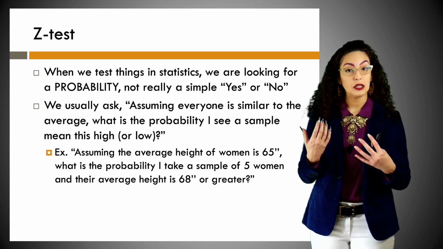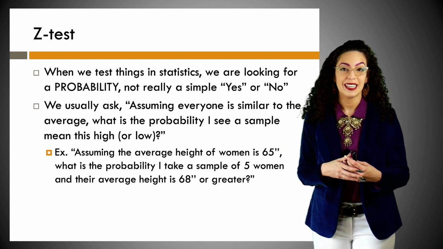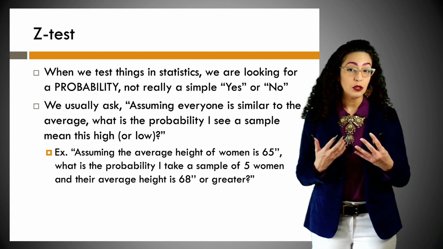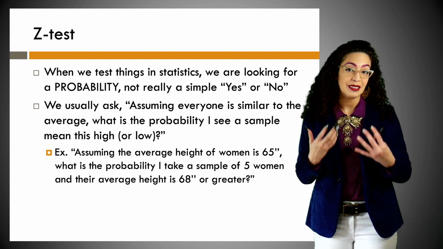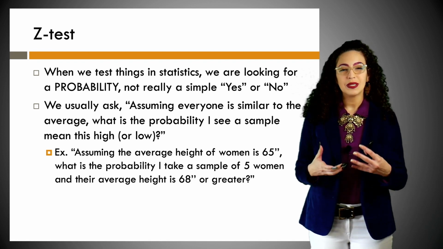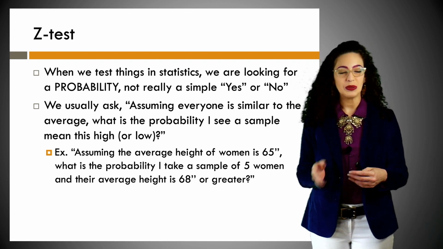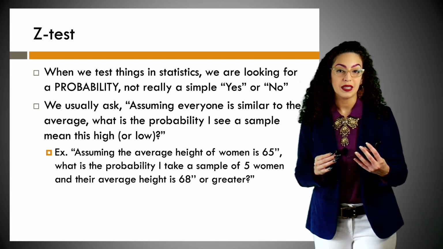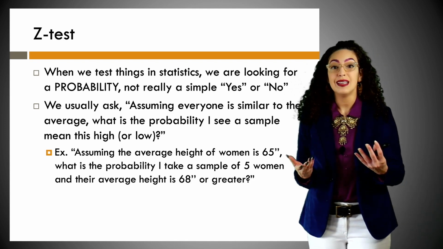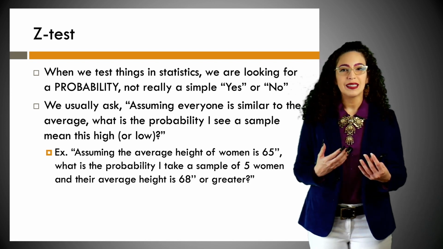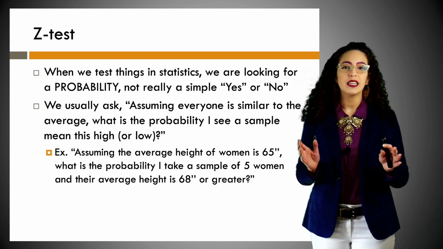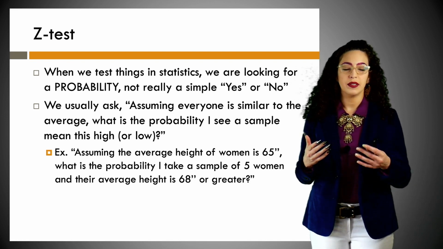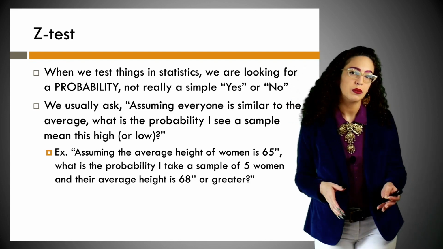Now I know at this point in the lesson you're probably thinking, why are we doing this? I know, I used to always wonder the same thing when I first started taking statistics. But this is going to lead us into more interesting things that we can do with statistical tests. In statistics, we don't really care about this straight yes or no. We normally want to know the probability of something, how likely or unlikely something is. We usually ask something like, assuming everything is similar to the average, what is the probability I see a sample that is really, really high or really, really low?